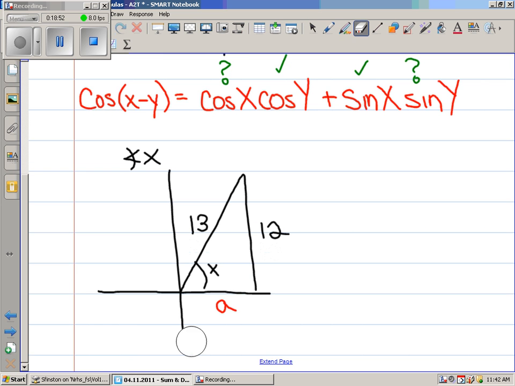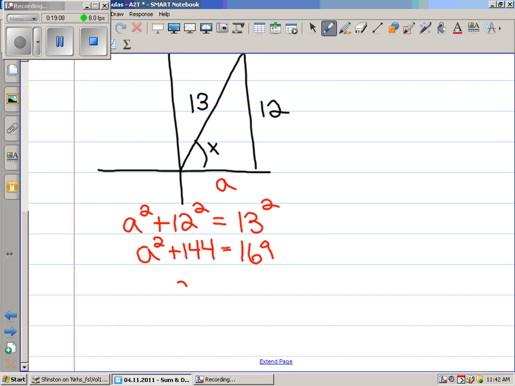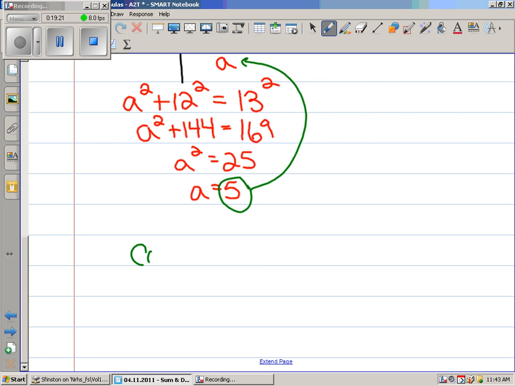A squared plus B squared equals C squared. Yeah, it's 5 if you memorized them from back in middle school. A squared plus 144 equals 169. A squared equals 25. A is going to be equal to 5. You're about to find out why it matters. So therefore, what do we know? We happen to know that the cosine of x is 5 over 13.